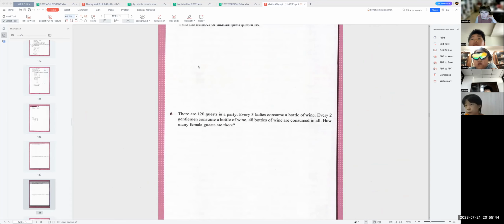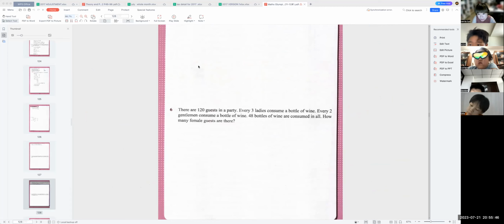Okay, so let's take a look at the last one. 6. There are 120 guests in a party. Every 3 ladies consume a bottle of wine. Every 2 gentlemen consume a bottle of wine. That's hilarious. Why do the women drink less than the men? So 48 bottles of wine are consumed in all. How many female guests are there? Okay, everybody, please do that. Very easy.